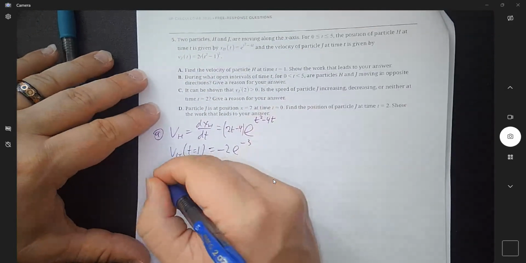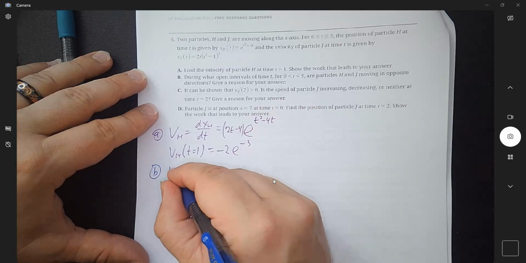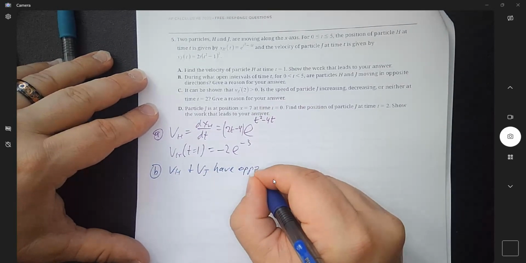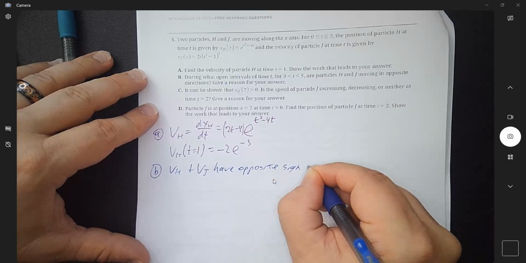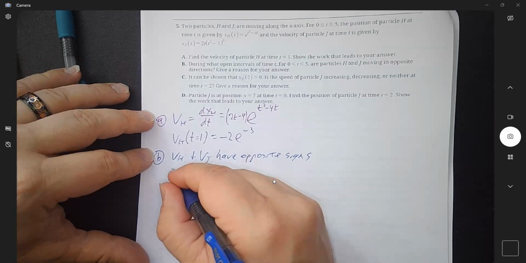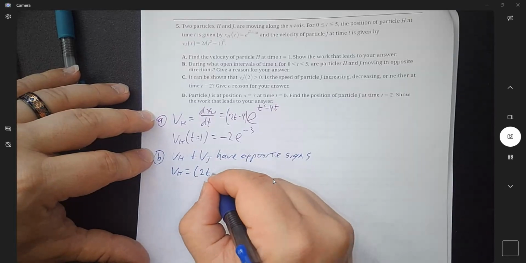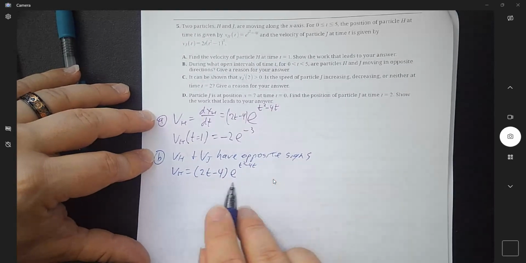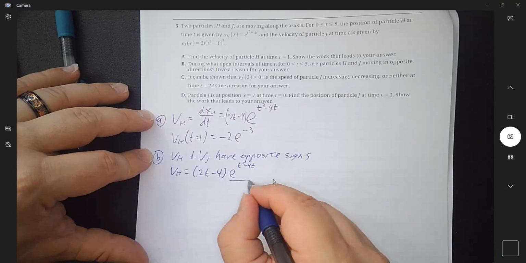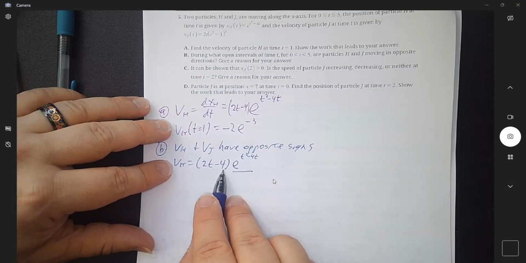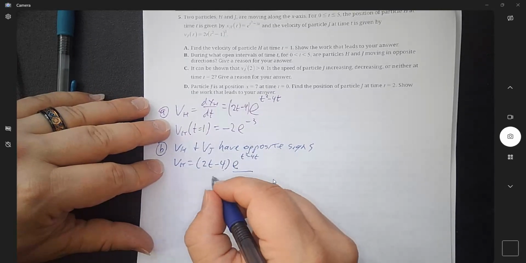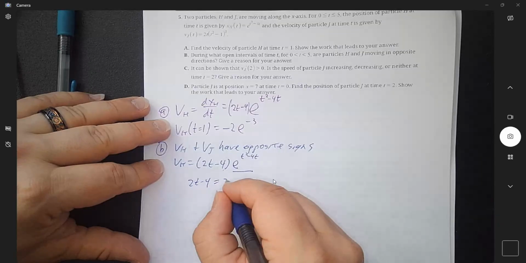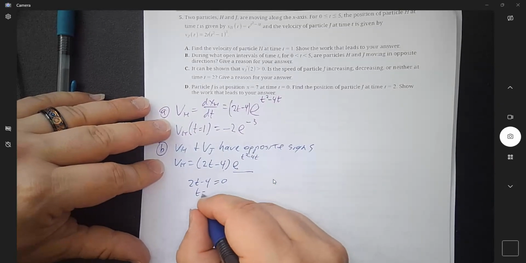Okay, so opposite directions means velocities VH and VJ have opposite signs. So VH, we said, is (2t minus 4) e to the t squared minus 4t. So this can never be negative. That can never be negative. This can be negative. So when is 2t minus 4 equal to 0? At t equals 2.